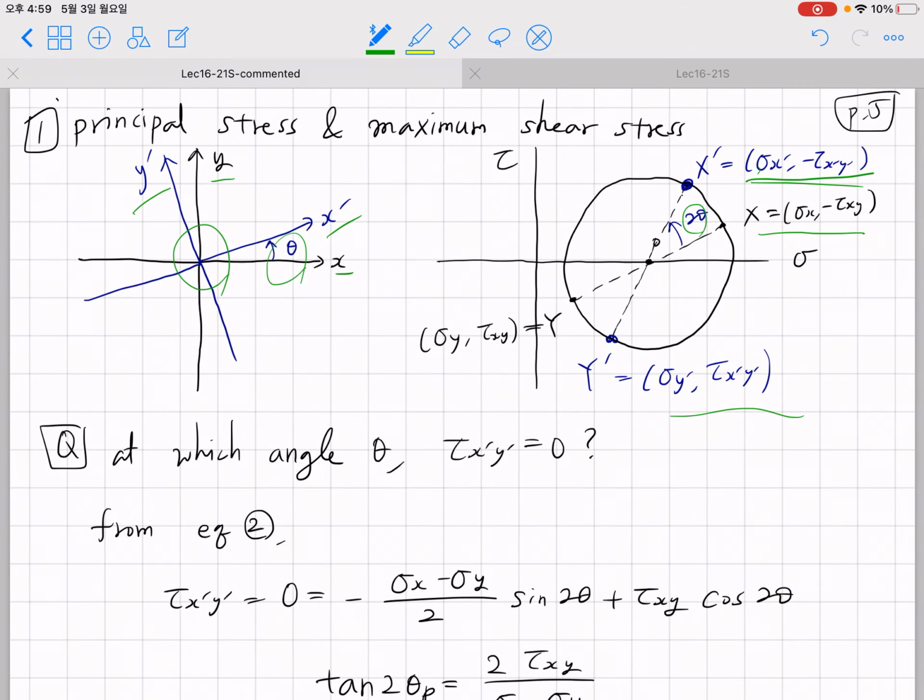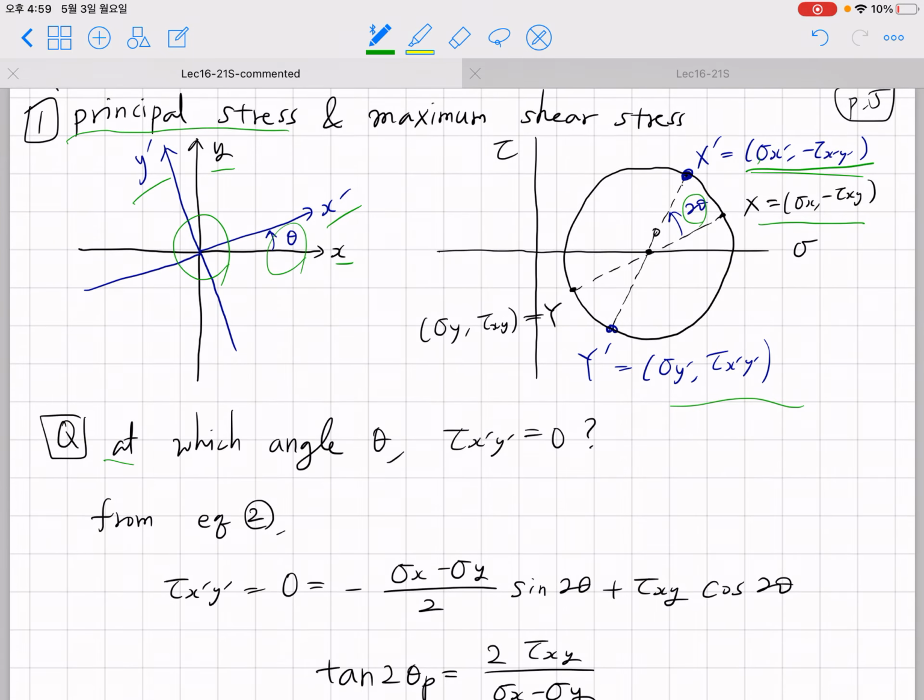So the first question I can ask that is related to principal stress is: at which angle theta will tau x prime y prime be 0? In other words, if we choose a coordinate system such that tau x prime y prime is 0, it will be a principal axis. It is called the principal axis, and those normal stresses are called principal stresses. And this question is about how to find that angle theta.